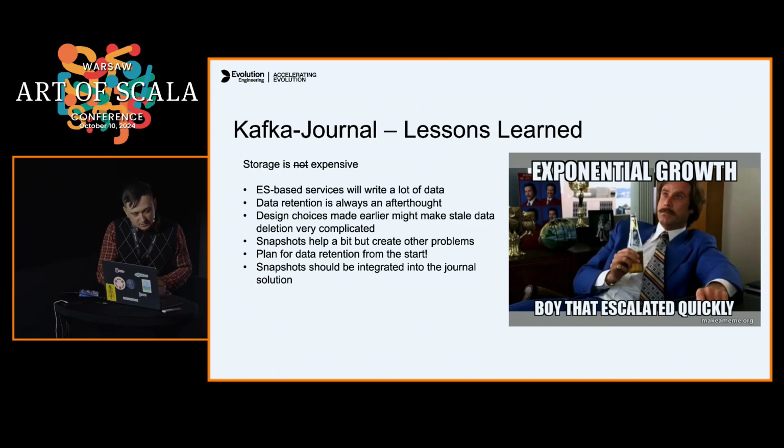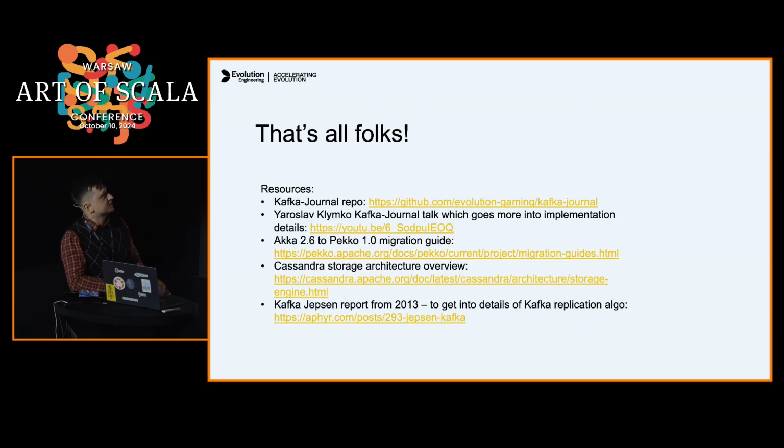So I will go to the end, so I have a couple minutes for questions. The links: if you really want, you can take a picture, but I can give slides later, so you can copy it. What I need to highlight is the Kafka Journal repo, and the Yaroslav Klimko talk, which is one hour long and has more about this consistency topic. And please, let's all migrate to Pekko from Akka 2.6. The Pekko team is new, they basically forked Akka 2.6 and keep it open source, and they are really cool guys.